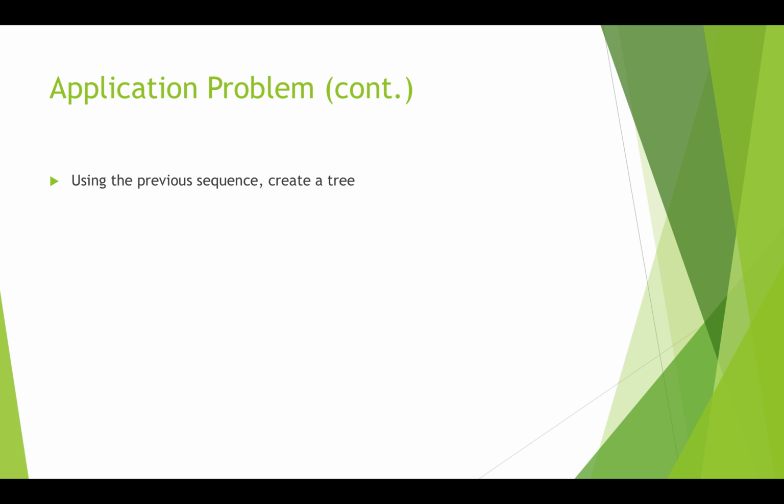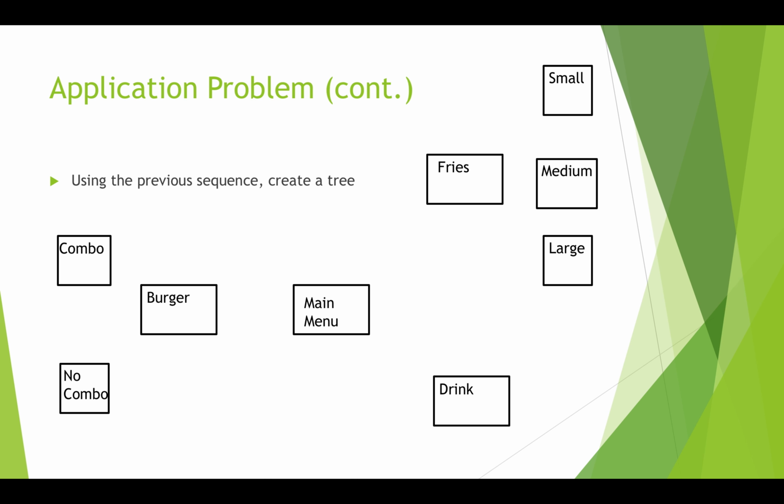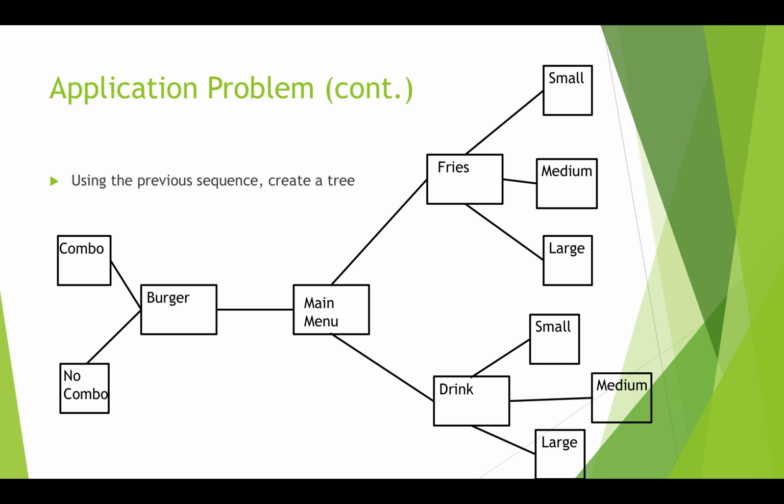So use the previous sequence, create a tree. So we've got burger, fries, and drink, and we have our main menu. So from there, burger needed 3. Well, burger needed 2. Sorry. Combo, no combo. Small, medium, large. Now, this is exactly where sometimes application doesn't work quite in the same sense. In theory, you would have created small here and medium here, large, combo, large, medium, no combo, medium. You could have created a few different scenarios, but it wouldn't be quite the way that it was asked.